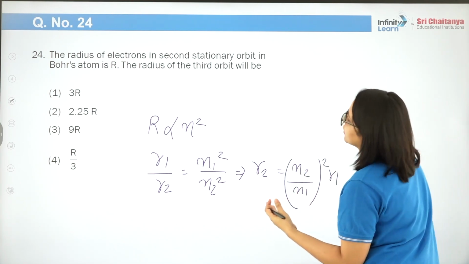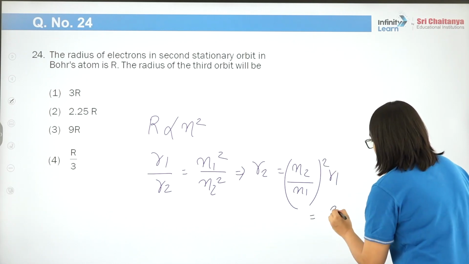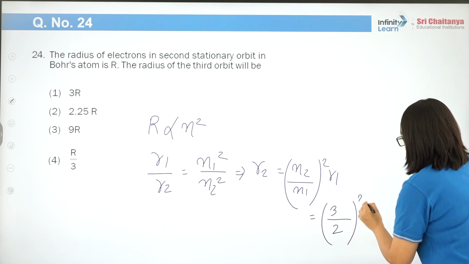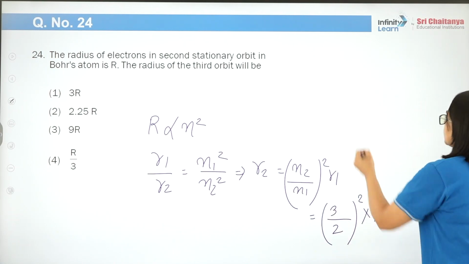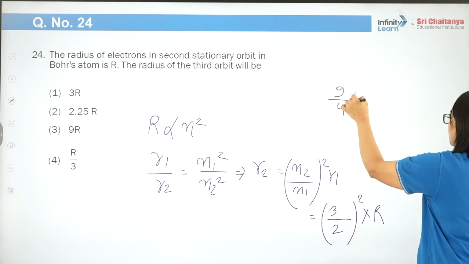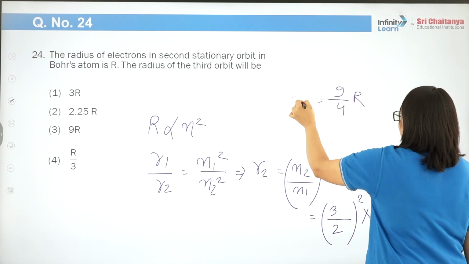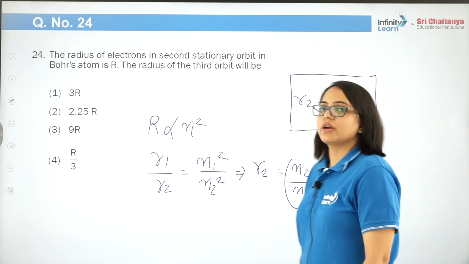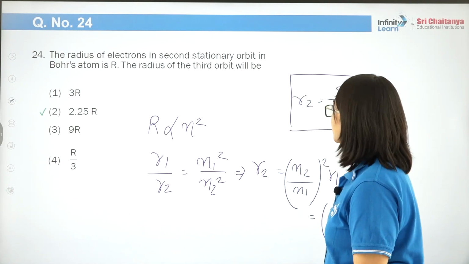n2 is the third orbit, right? So this is 3. n1 is the second orbit, so this is 2 whole square into r1, which is capital R. So this will be 9 divided by 4 into R, and that is r2. So this is nothing but what? 2.25 R, which is option B.